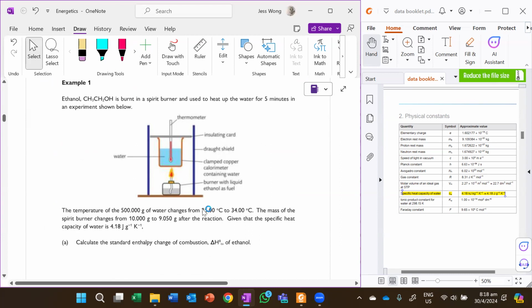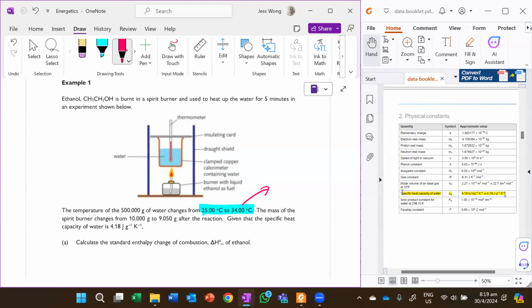So first, we have a combustion. We have ethanol burned in a spirit lamp used to heat up the water for 5 minutes as shown. The temperature of this amount of water, which consists of 500 grams, changes from so much to so much. So from here, we can work out the delta T. What we can see is a temperature increase, and therefore it's an exothermic reaction because the temperature of the surroundings increases. And the delta T will be equal to 34 minus 25, so 9 degrees Celsius.